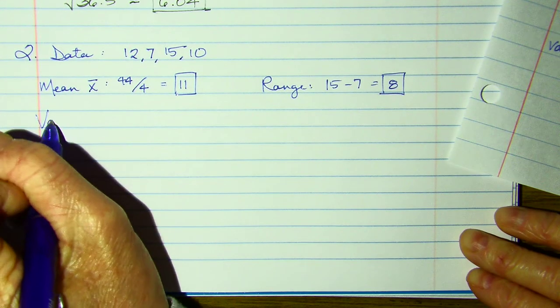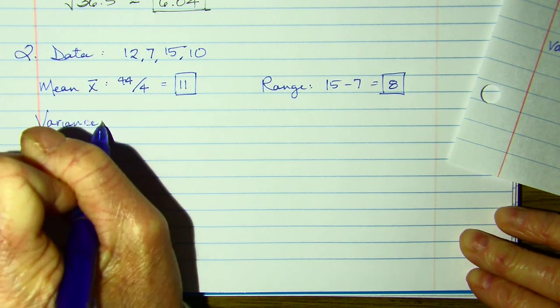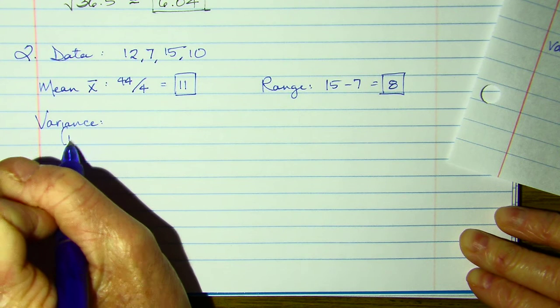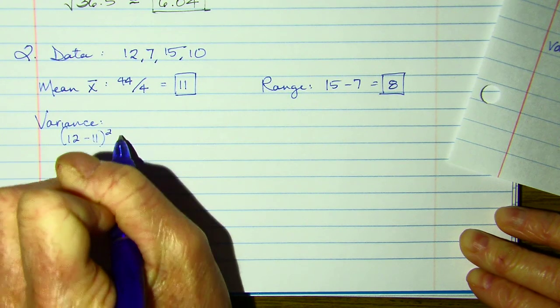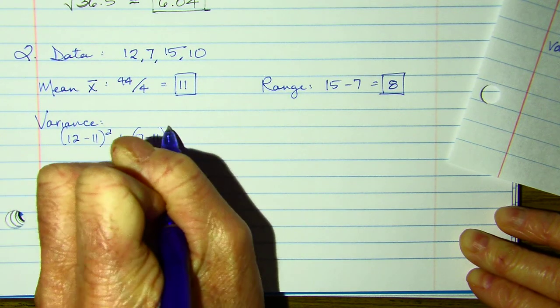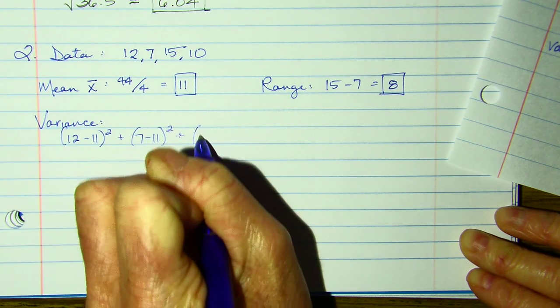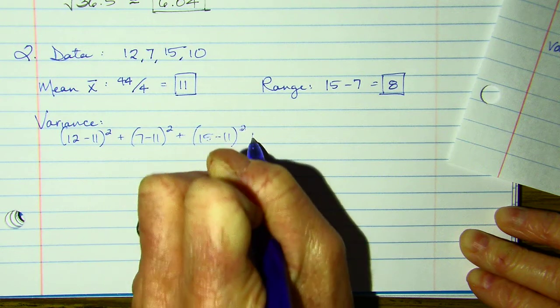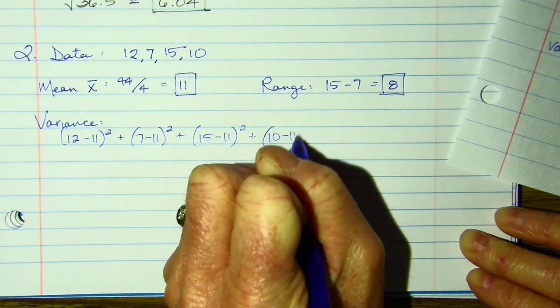The variance, so that would be 12 minus my mean squared, plus 7 minus the mean squared, plus 15 minus 11 squared, plus 10 minus 11 squared.